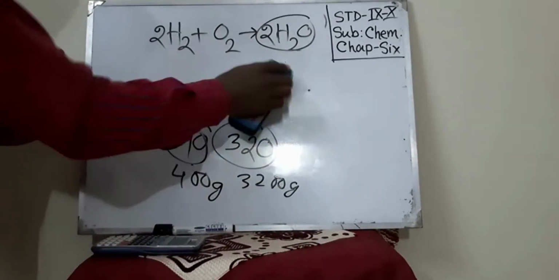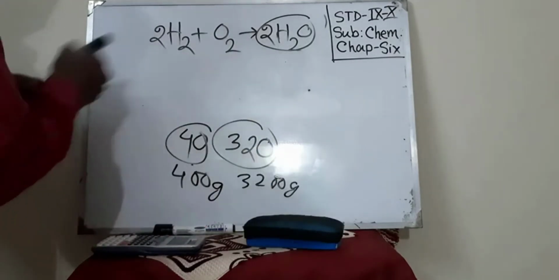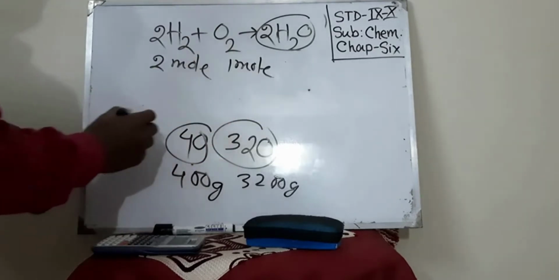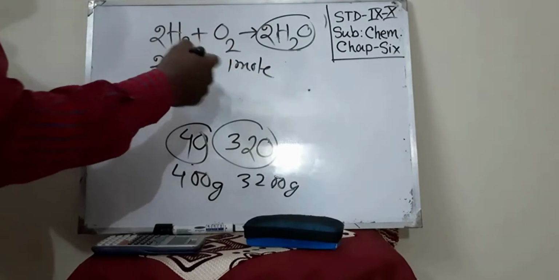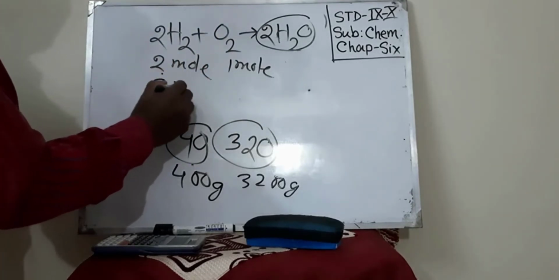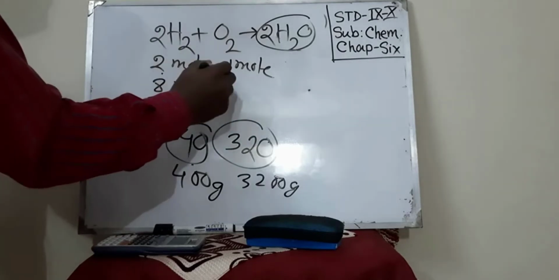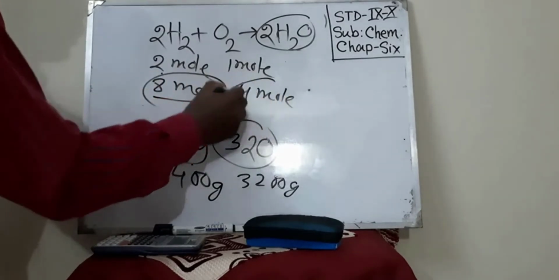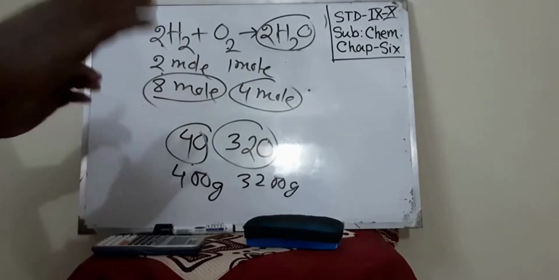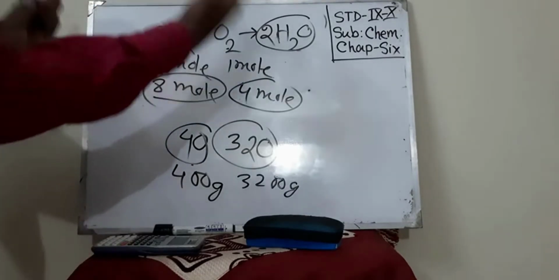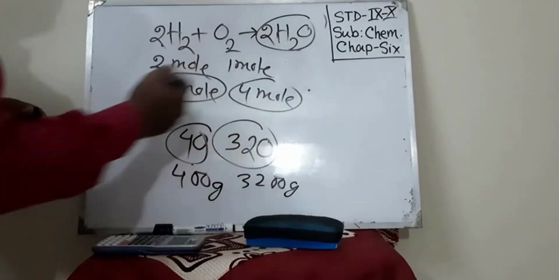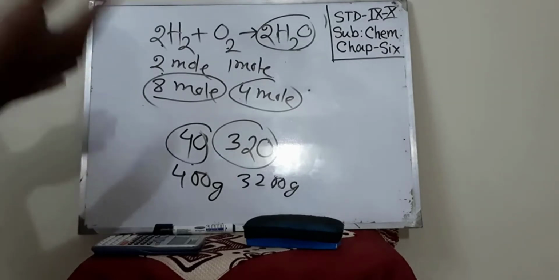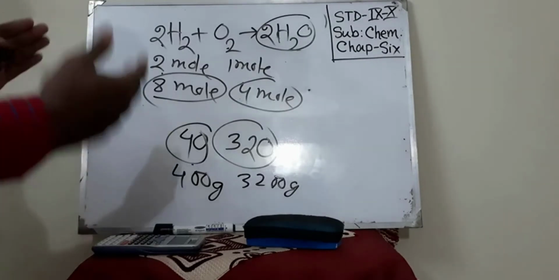If you consider this, suppose 2 mole and 1 mole, that means 2 mole hydrogen and 1 mole oxygen. If you take 8 mole, then you need to take 4 mole. If you take 8 mole and 4 mole, then both will be used up and you can't get any type of limiting reactant. You will get just water. So the limiting reactant is the one that will be finished first or run out, and one will be left or in excess.